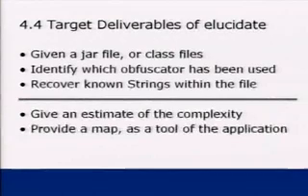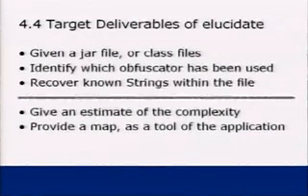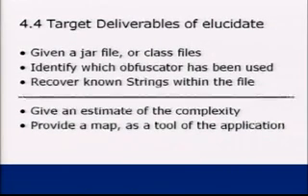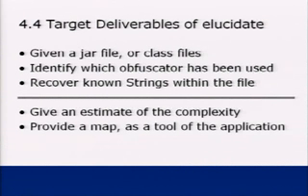The target deliverables of this little tool are, as I said, to provide a jar file, identify what obfuscator has been used, and recover strings within that file which are supposedly encrypted. This is really basic version 0.1 stuff. The main development behind it came from trying to understand, here's an applet, how much time do you need to spend on it in order to reverse it? So you can get an estimate of the complexity, that's the long-term goal, and also map out particular sections of the code. And it's very easy to generate a graph around this idea.